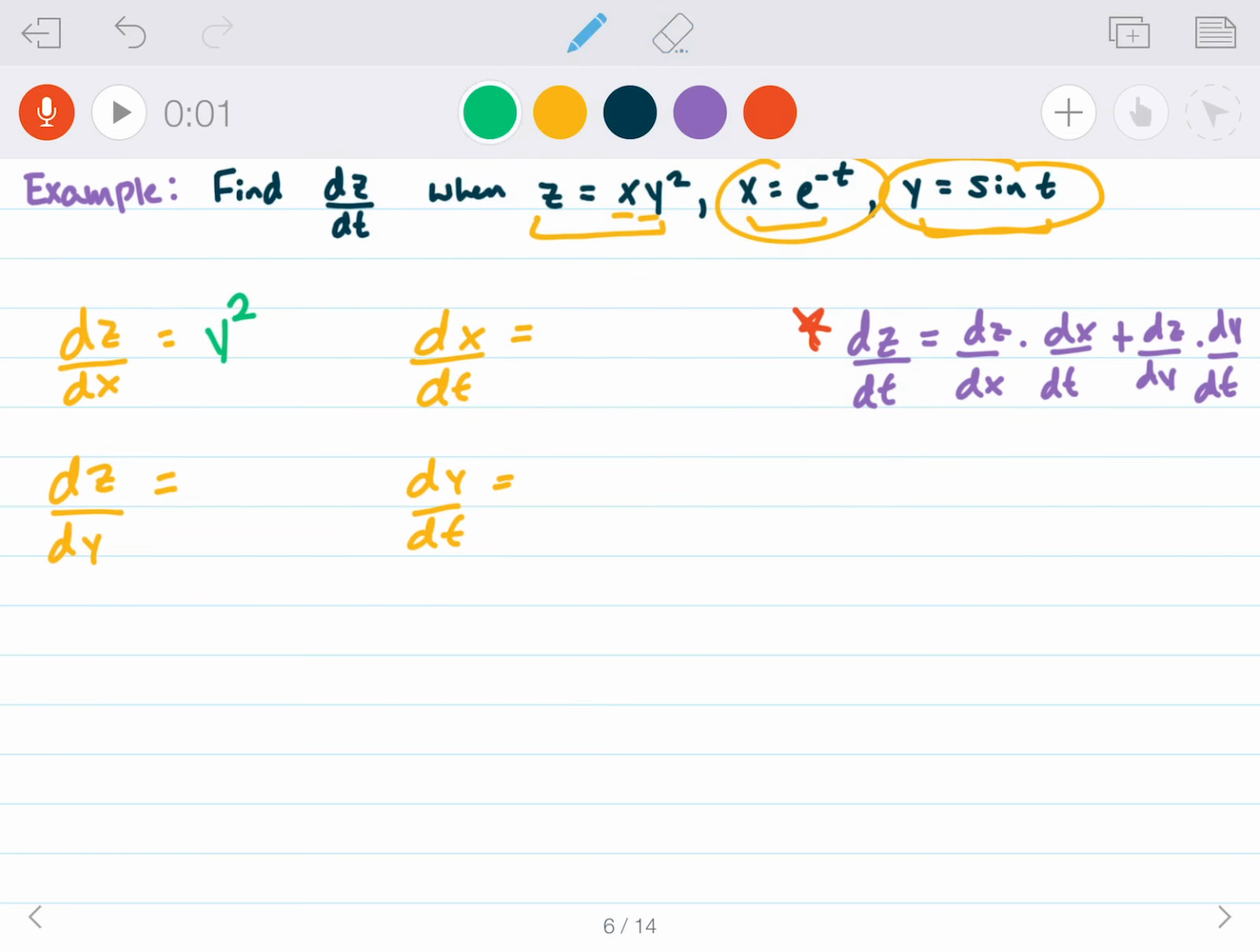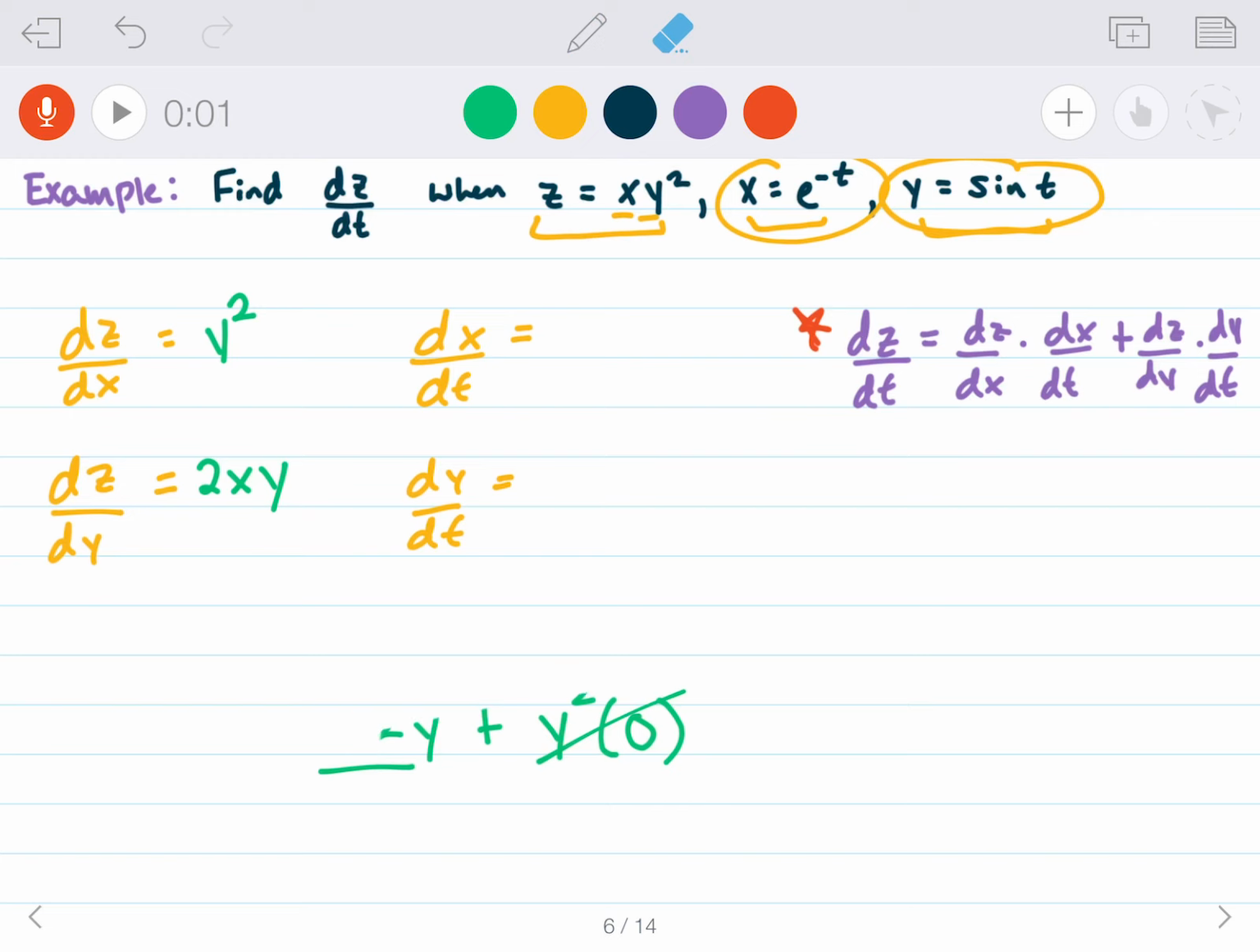Now let's compute dz/dy, the partial of z with respect to y. Again, product rule: keep the first times the derivative of the second, plus keep the second times the derivative of the first. Again, we're keeping x as a constant, so that clears, and we're just left with 2xy.